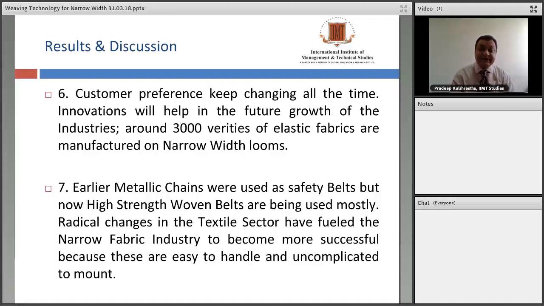The elastic material chain was used as safety belt, but now high strength woven belts are being used mostly. Radical changes in the textile sector have been brought by the narrow fabric industry to become more successful because they are easy to handle and uncomplicated to mount.